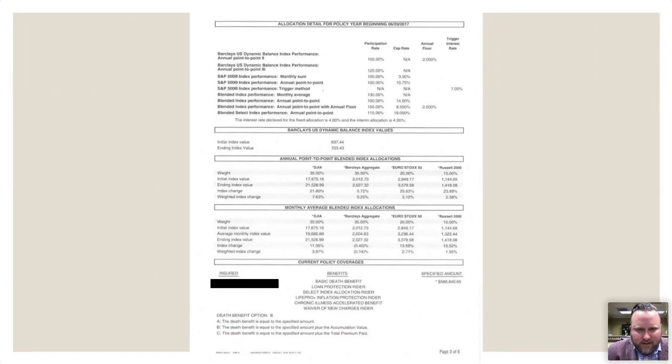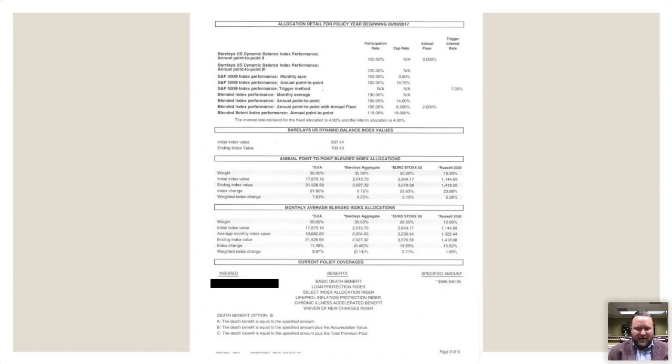This is just a breakdown of how each crediting method works. The participation rate means how much of the index gains you get. A 100% participation rate in that column means you get 100% of the gains of the index. And if it says 130, it means you get 130% of what the index does.